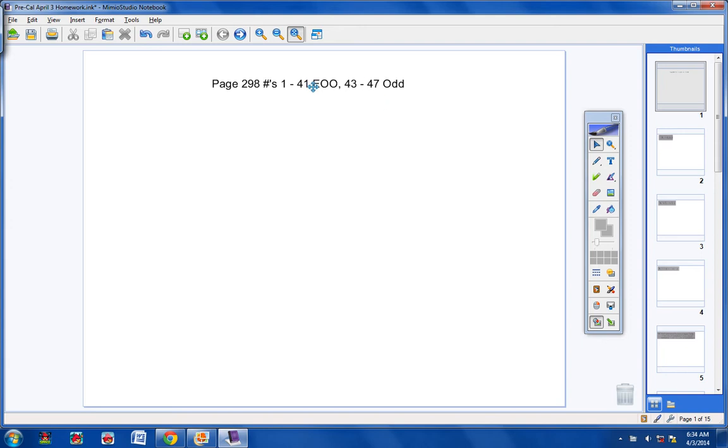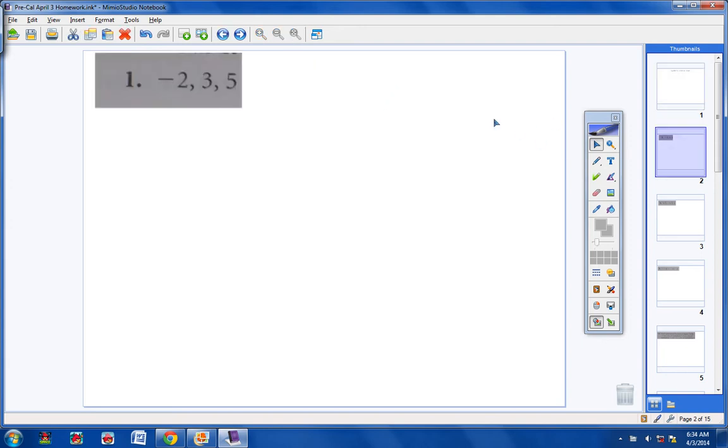Let's go ahead and take a look at these problems and see if we can't help you a little bit with your homework. Numbers 1 through 16, the directions state to find a polynomial function of degree 3 using the given zeros. So let's start with number 1.